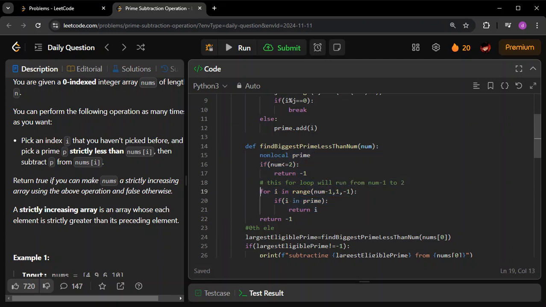Let us say I did not return anything within this for loop. I have to return -1 then. As simple as that. So what will this function do? It will return the biggest prime number less than num. As simple as that.